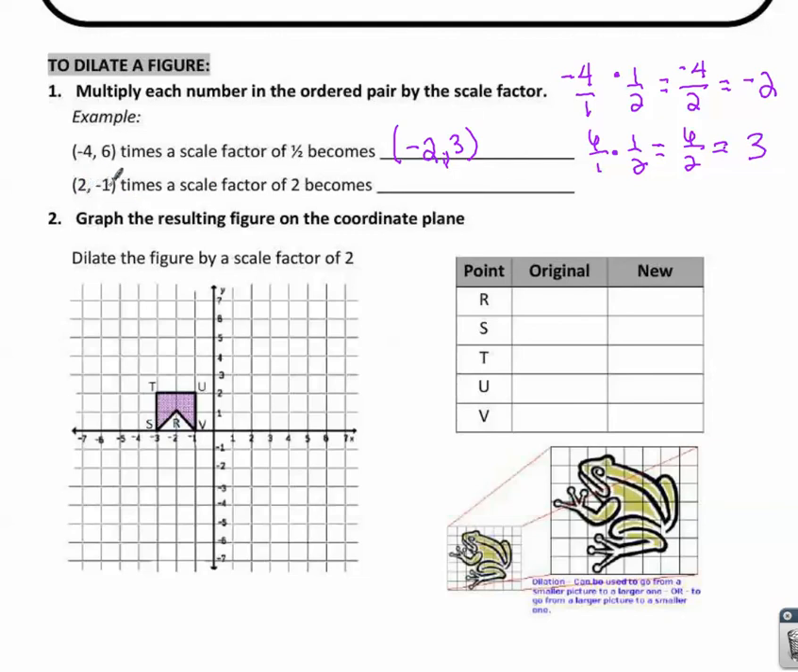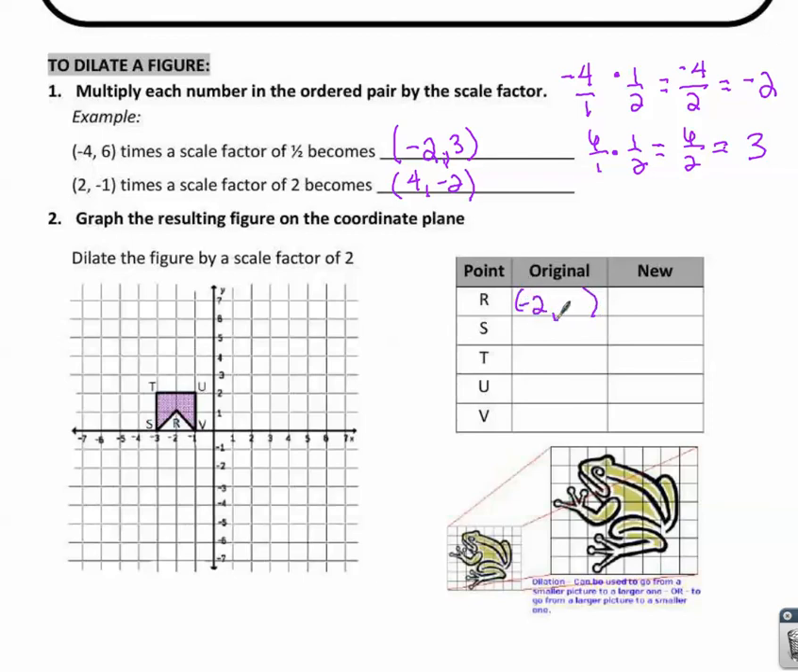Where 2, -1 as a coordinate point times a scale factor of 2 becomes 4, -2. You have doubled each value. 2 times 2 is 4, -1 times 2 is -2. So let's dilate this figure by a scale factor of 2. So start by writing down your original values.